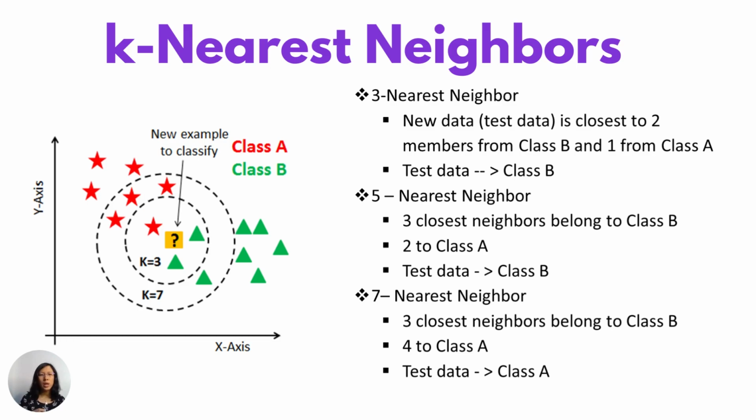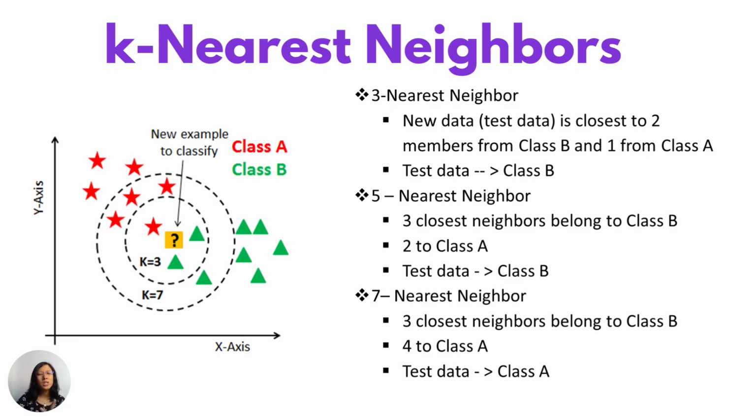Let's start with the three nearest neighbor approach. You can see the innermost circle. If you look at the innermost circle, there are two green and one red. So the yellow box has two neighbors from class B and one neighbor from class A. Since there are more neighbors from class B, this yellow box will be considered class B.